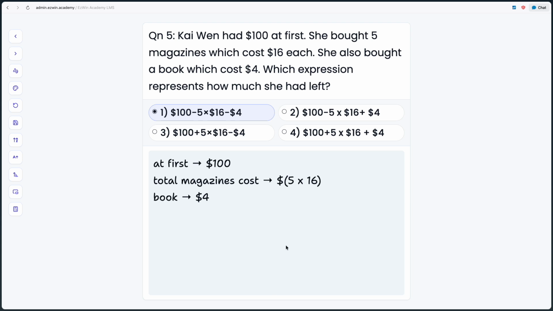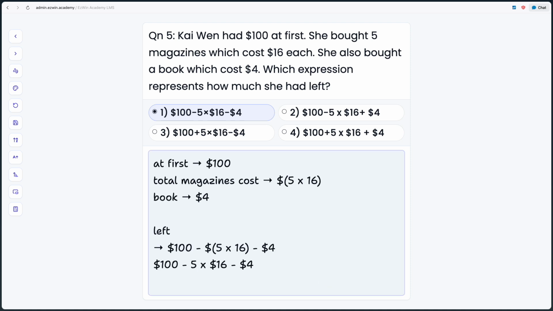For what we are left with, we need to minus everything. So it looks something like this: 100 minus dollars bracket 5 times 16 minus $4. But since there's no option for this, we can put the 16 as $16 as well.